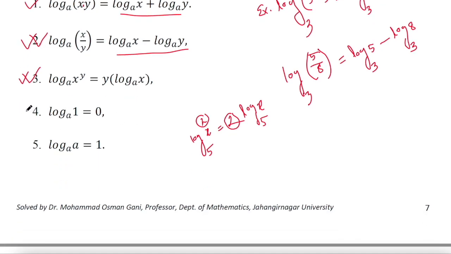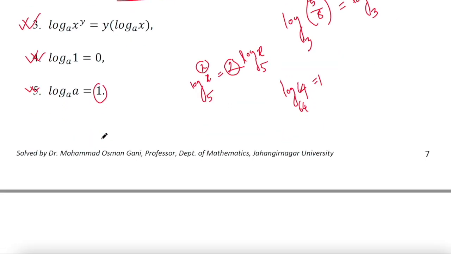And the fourth one: log 1 will always be equal to 0, whatever the base is. And log a to the base a, for example as we saw before, log 64 base 64 equals 1. So when the number and base are the same, the answer will be 1.